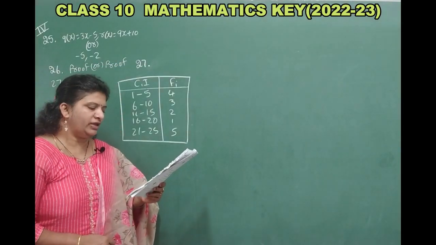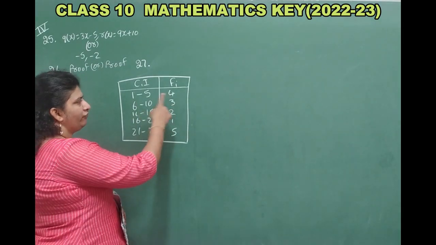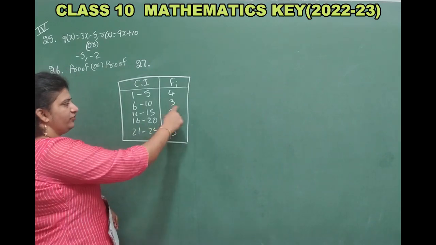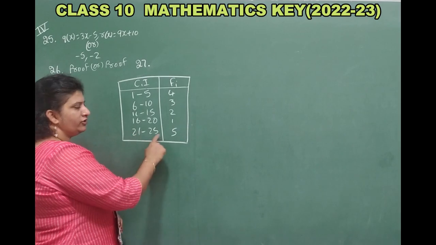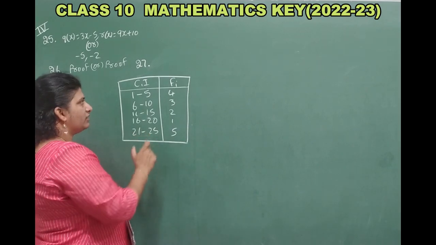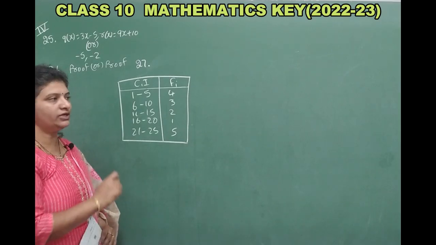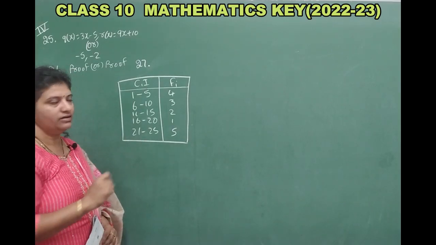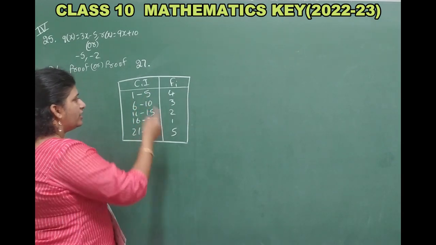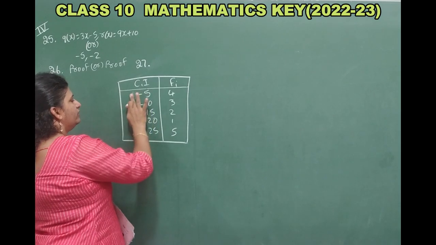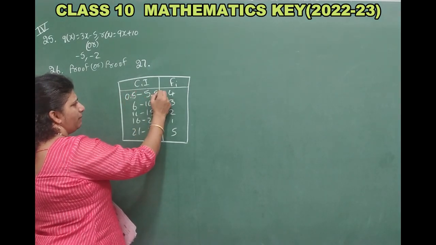27th problem. Find the mean of the following data. Class interval, frequency given: 1 to 5, 4. 6 to 10, 3, 11 to 15, 2, 16 to 20, 1, 21 to 25, 5. Observe here, class interval is not continuous. So what we need to do? We need to make them continuous. Observe the difference, 5 and 6 difference is 1. So reduce 0.5 for the lower limit and add 0.5 for the upper limit.